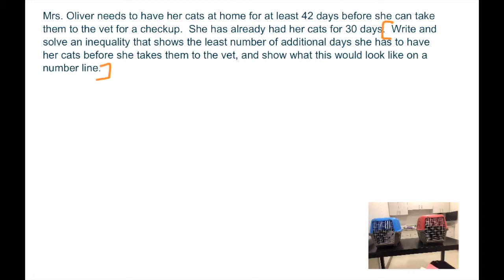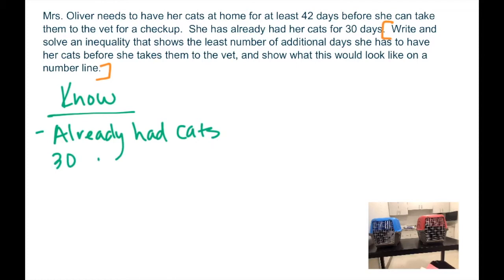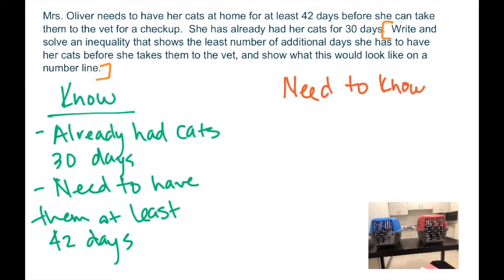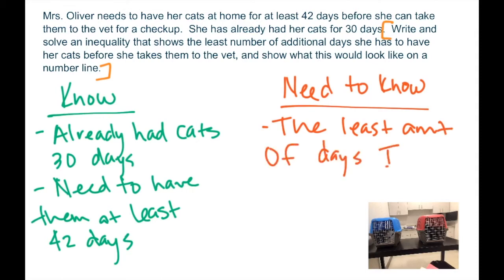So let's start with our total. Actually, let me backtrack. Let's write down what we actually know from this problem. So we know, we already talked about this, that I've already had the cats for 30 days, and need to have them at least 42 days. What I'm trying to figure out, what I need to know, is the least amount of days I have left to have them before I take them to the vet.